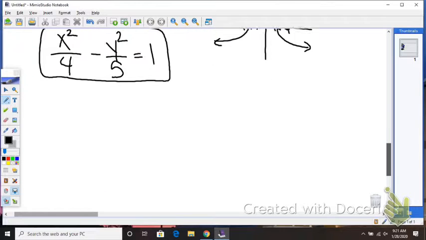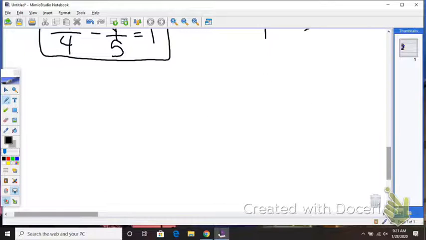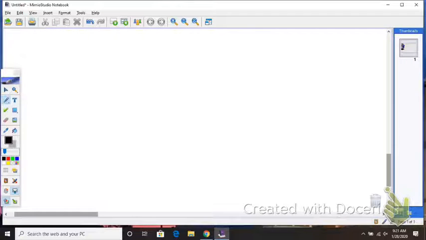By one more, I mean 2 more. We have sketching the graph and finding the equation given asymptotes. So let's sketch our graph. This one, I'm going to give you this equation: 4x squared minus y squared equals 16.